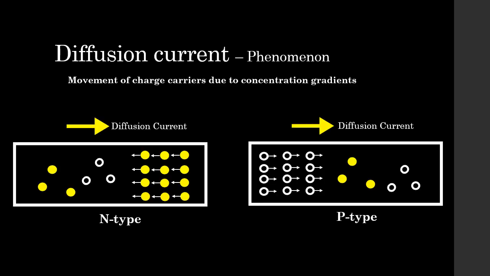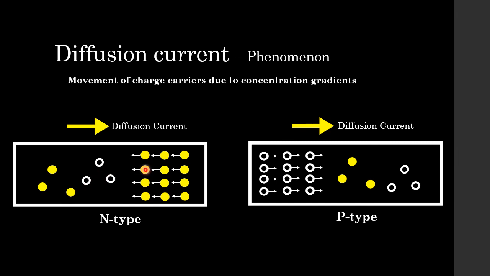Next up we have diffusion current. Now the phenomenon of diffusion current is basically the movement of charge carriers due to a concentration gradient. I'm sure you are all familiar with diffusion by now in your lives, and if you aren't, well, you're going to learn something today. So diffusion occurs when there is a concentration gradient. For example, in an N-type semiconductor, if we have a bunch of free electrons on one side and very few on the other side, this creates a concentration gradient.